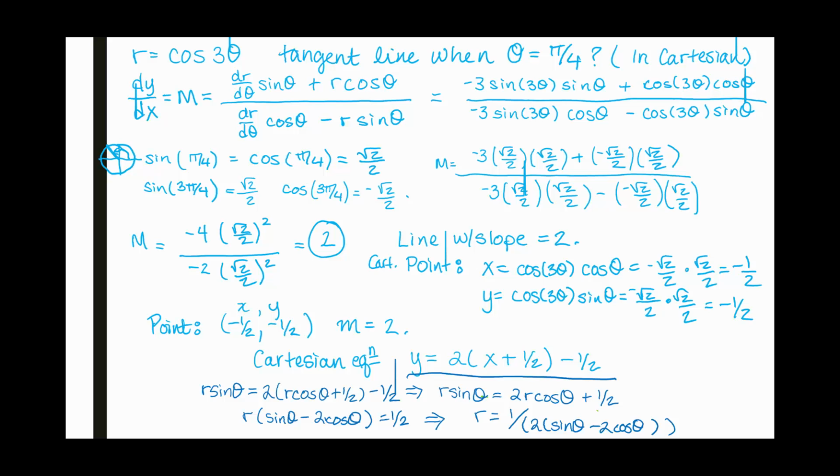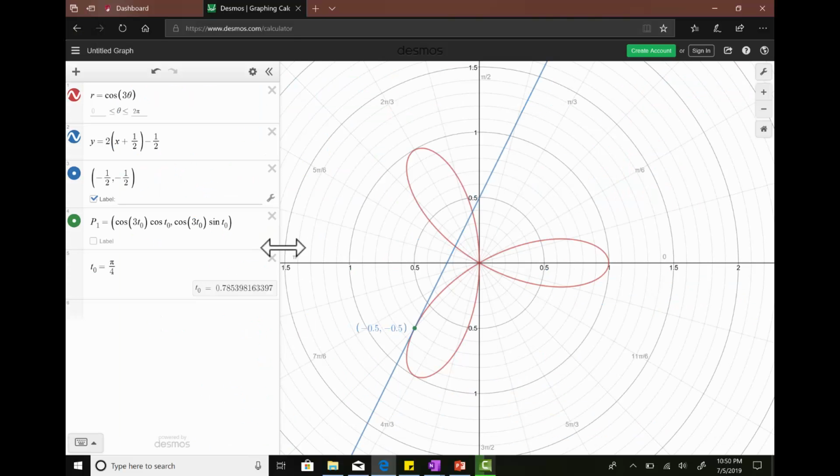So let's go ahead and look. Here I've got a graph in Desmos of the curve cosine 3 theta. And I've drawn the line that we were looking at. That's this line here, 2 times x plus 1/2 minus 1/2. And you'll notice that this is the point negative 1/2, negative 1/2, where it touches the curve. In order to see what polar point that corresponded to, I created this point P1. And P1, here I'll change its color so that we can see it clearer. P1, I've set t0 as pi over 4.